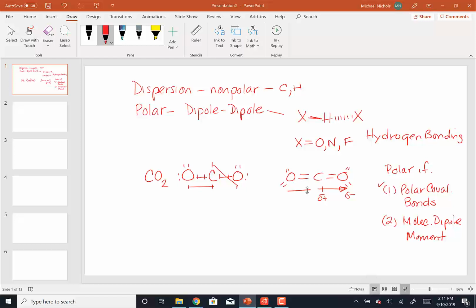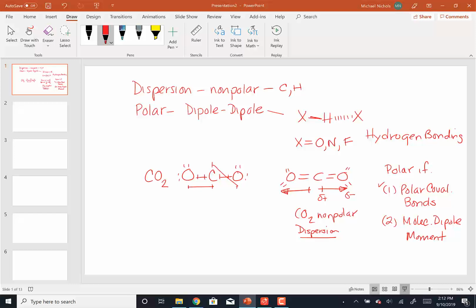And then I would draw another bond dipole over here. Now, if those bond dipoles cancel each other out, then you do not have a molecular dipole moment and the molecule is nonpolar. So in this case, because we have a linear structure, these two cancel each other out. So that means that CO2 is nonpolar. And so CO2 molecules would undergo dispersion forces as their strongest intermolecular force.